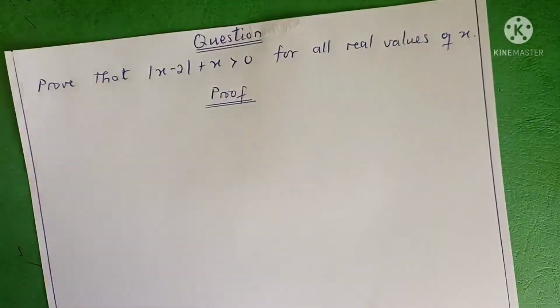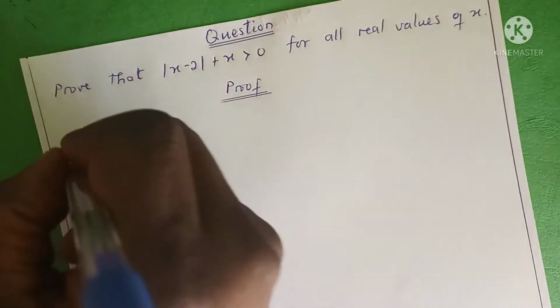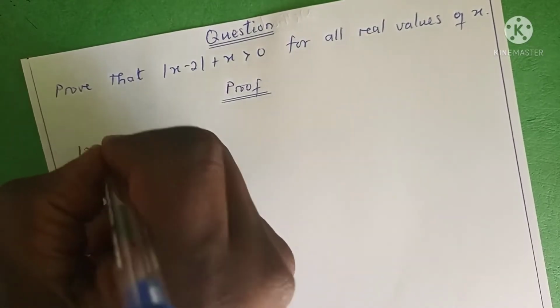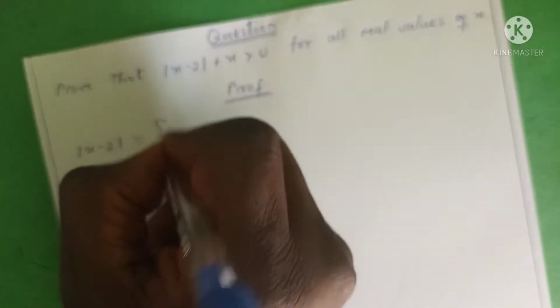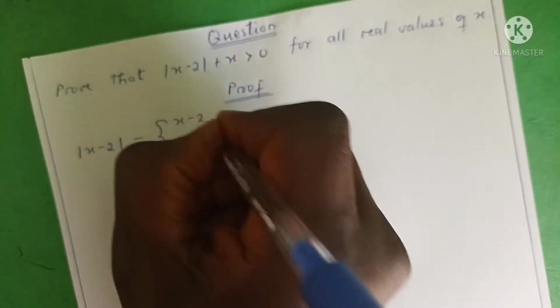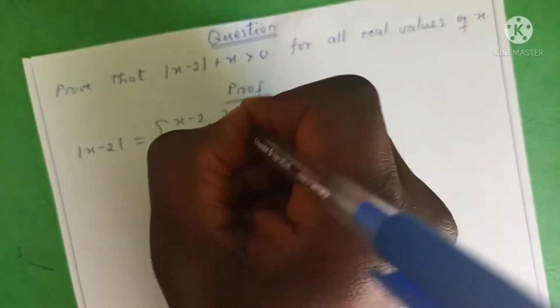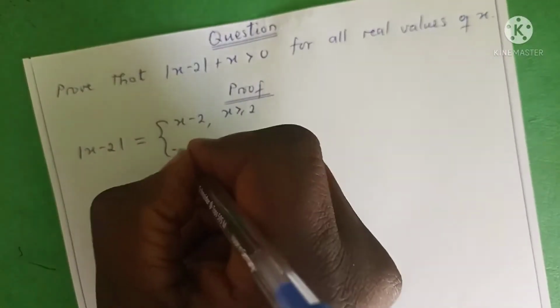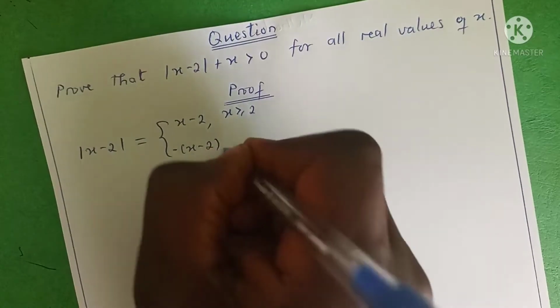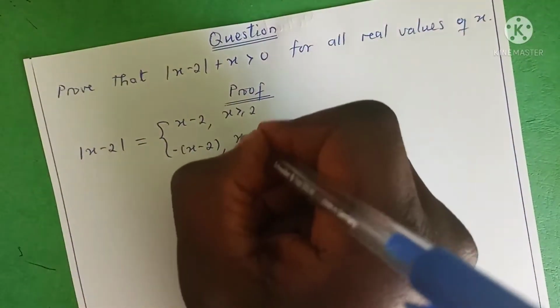Okay, I'll start with the first method. And I'll start by defining the absolute value of x minus 2. And we know the absolute value of x minus 2 is just x minus 2 if x is greater than or equal to 2, or negative into x minus 2 if x is strictly less than 2.